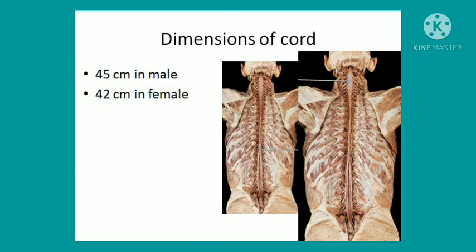The dimensions of the spinal cord. The spinal cord measures about 45 centimeters, that is 18 inches, in adult male and 42 centimeters in adult female, and it weighs about 30 grams.